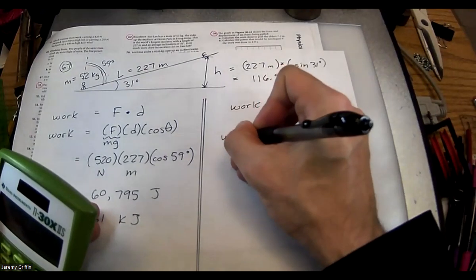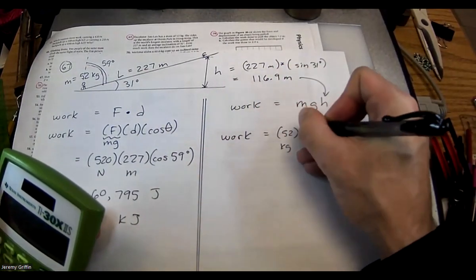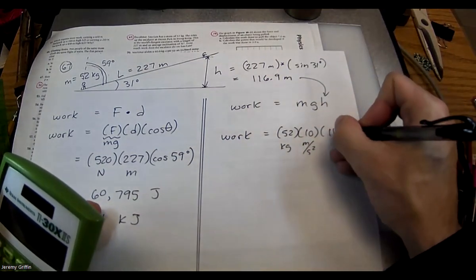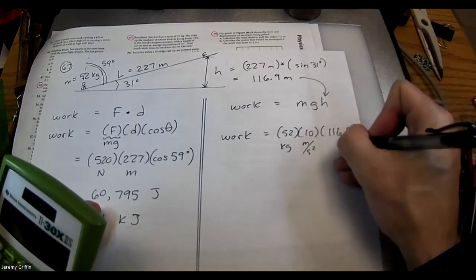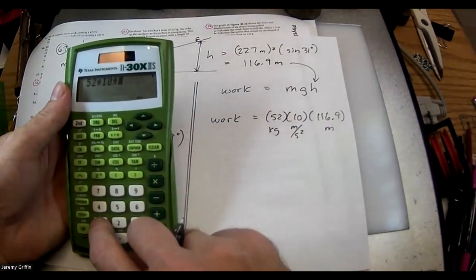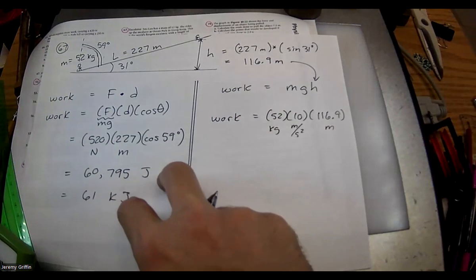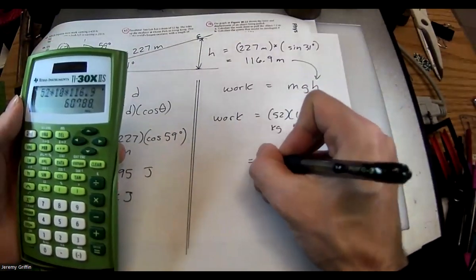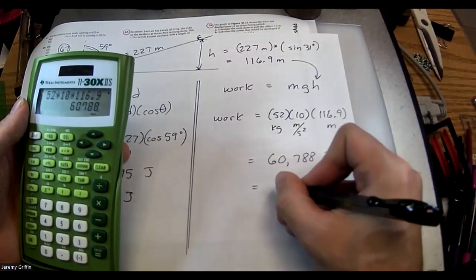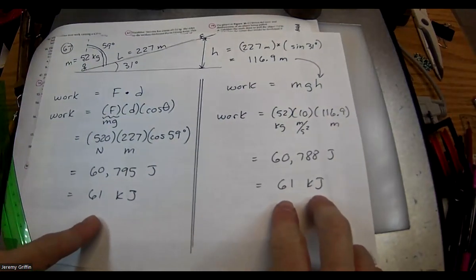So the work done lifting her is 52 kilograms, 10 meters per second squared, times 116.9 meters, just like that. So 52 times 10 times 116.9. Of course, you guys already know what the answer is going to be. It's got to be like this. So looking at 60,788 joules, which again, I can call about 61 kilojoules. There you go. So it's the same thing.